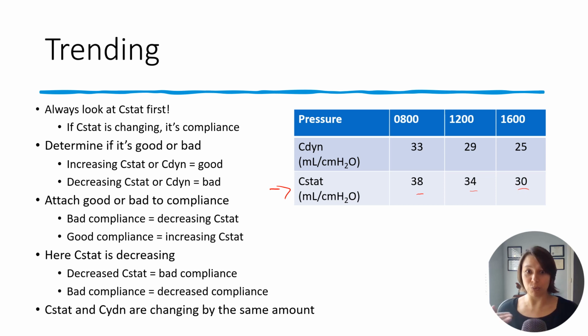So I'm going to walk you through this step here. So I have static compliance. Static compliance is decreasing. A decreased compliance is a bad compliance. It means that my lungs are stiffer. A bad compliance is a decreased compliance. You'll note that if you do want to look at the difference between those two, they are changing by about the same amount.